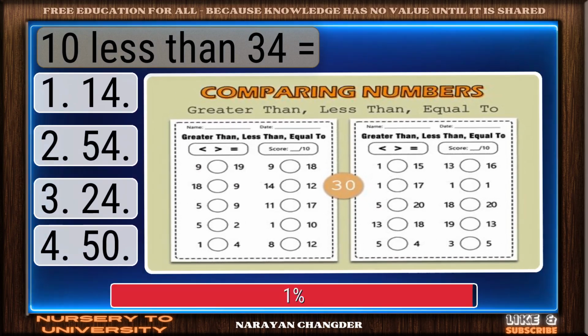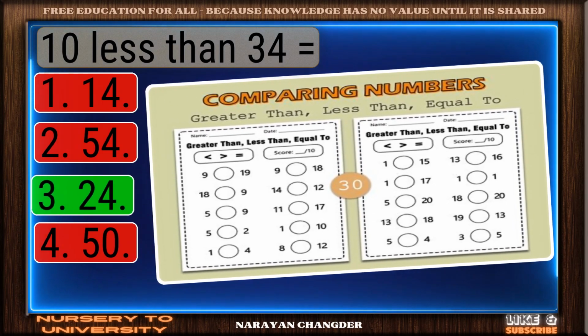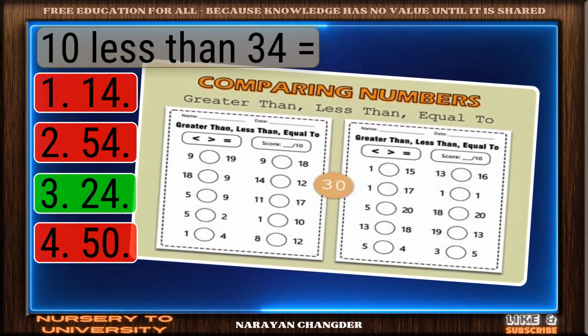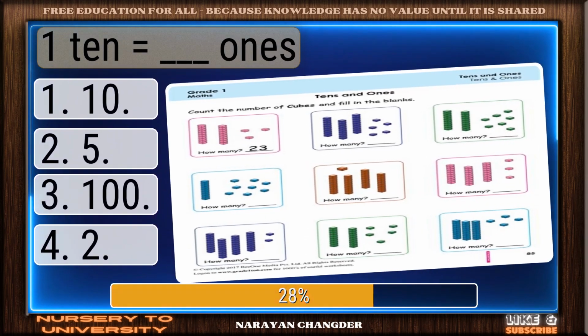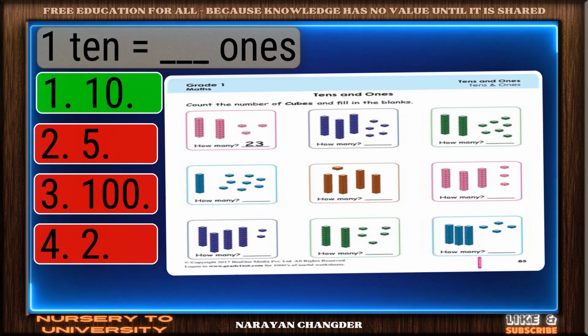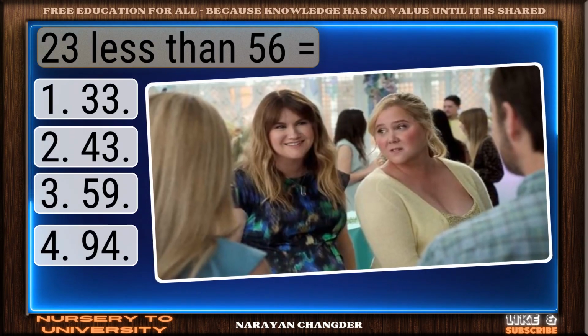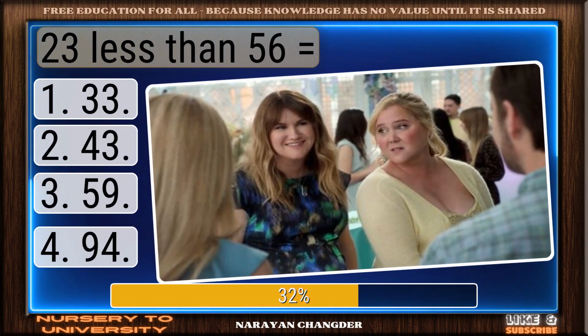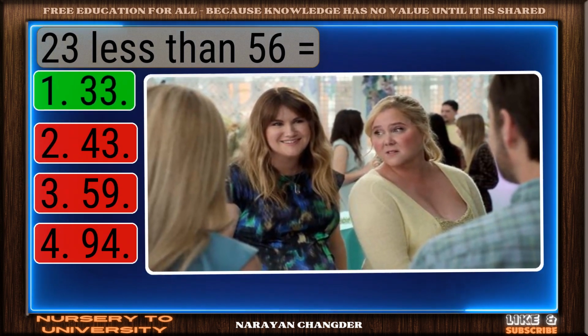10 less than 34. Well reasoned. 24 is the correct choice. 110 equal to dashed ones. Good thinking. 10 is the right answer. 23 less than 56. Great job. 33 is the accurate answer.